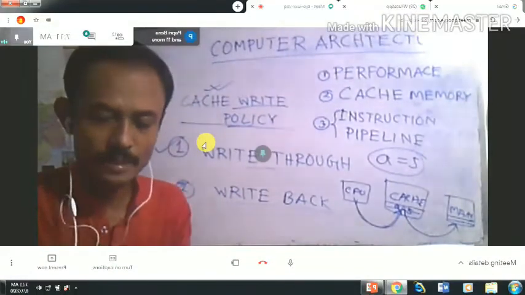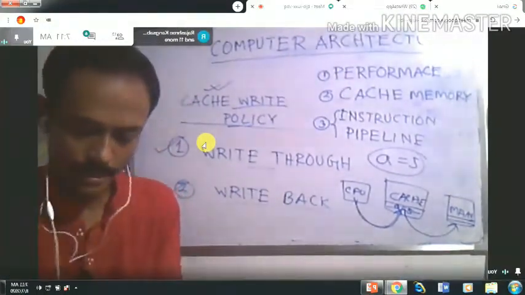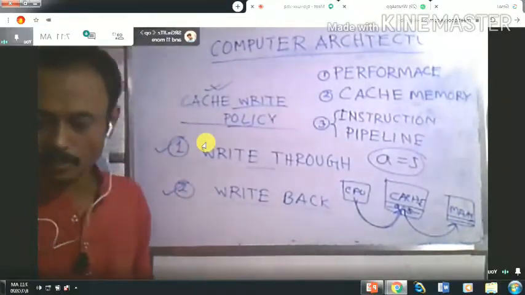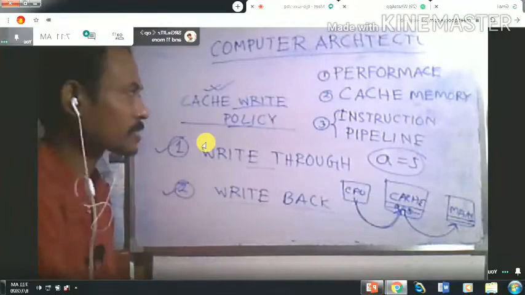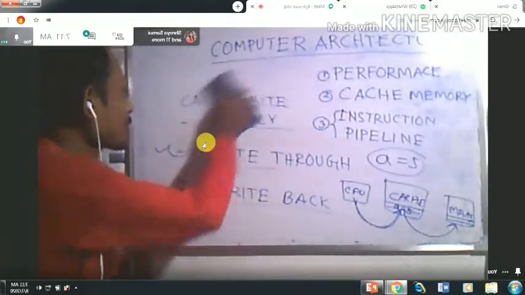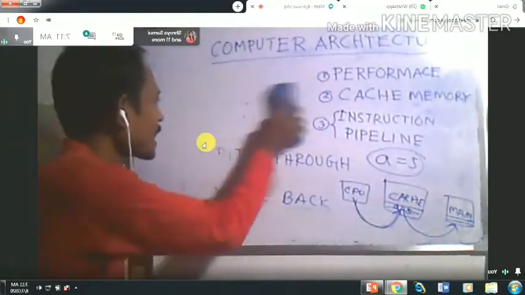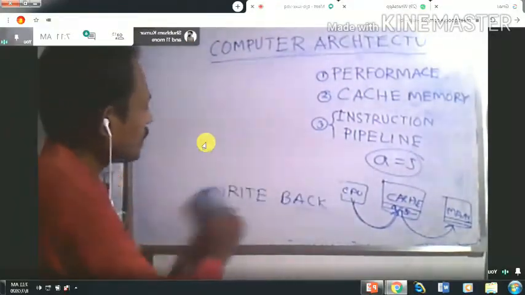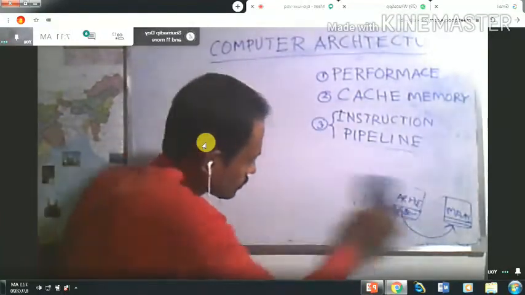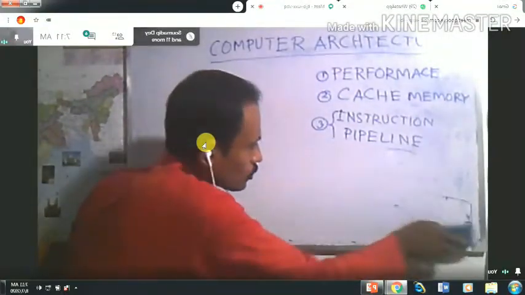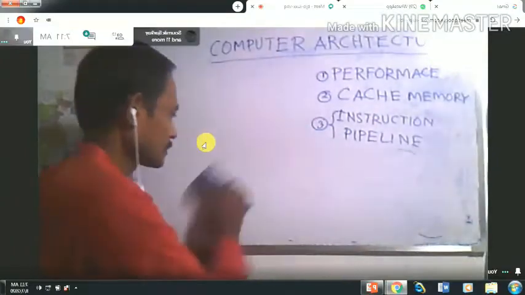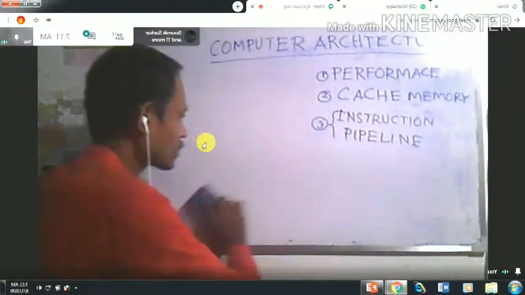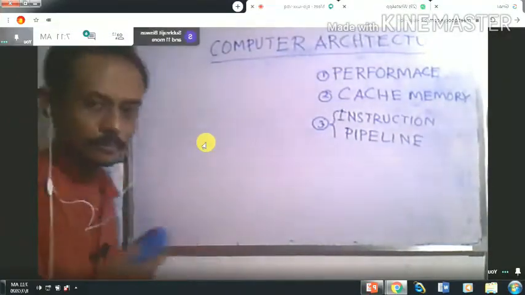Now we will see our next topic, that is instruction pipelining. Clear? So now we will see some important terminology used in instruction pipelining. Our last topic, instruction pipelining. Again I am telling you, I will give you the questions on what we are learning today. We have to write some questions from these topics. So you can take notes of this class. It will help you to write your answer.